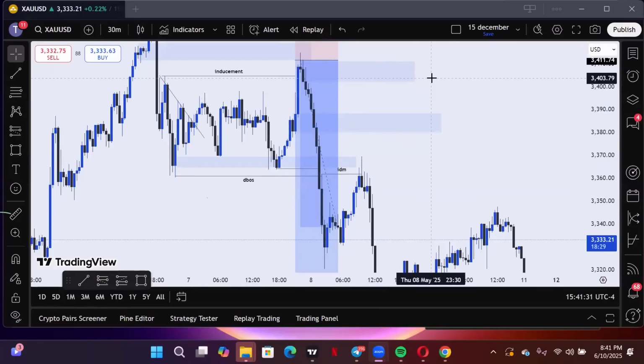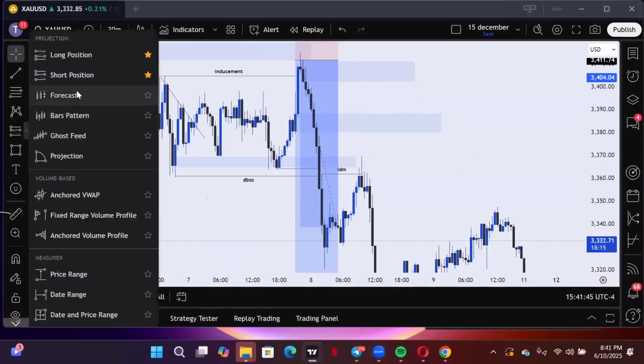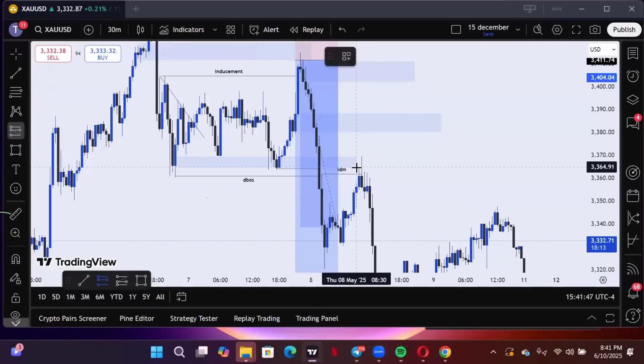So you're still confused. Which one do I actually pick? Now the final rule says pick the point of interest that is closest to my inducement. So where's my inducement? Right here. So between all these 3 points of interest, which one is closest to where my inducement is? This breaker block here. So that's where my entry for this trade will be, from this breaker.